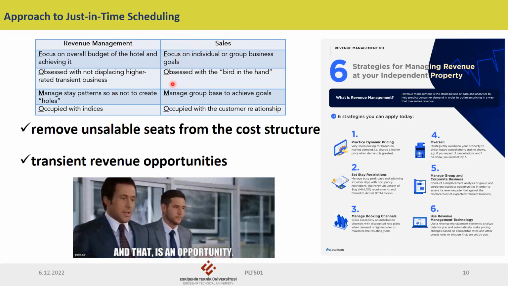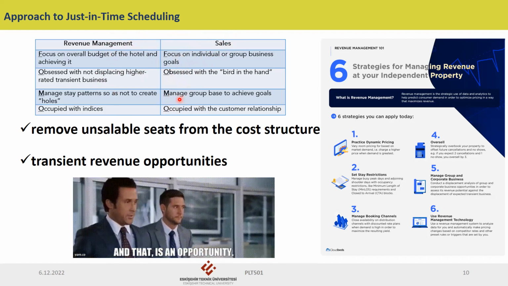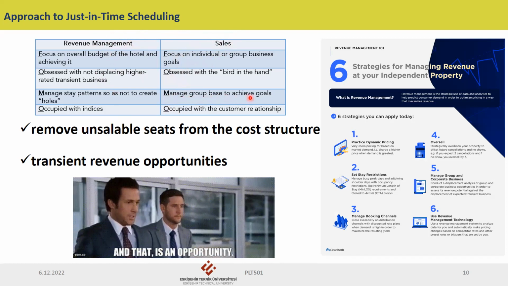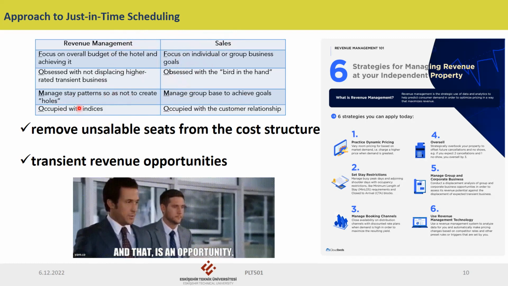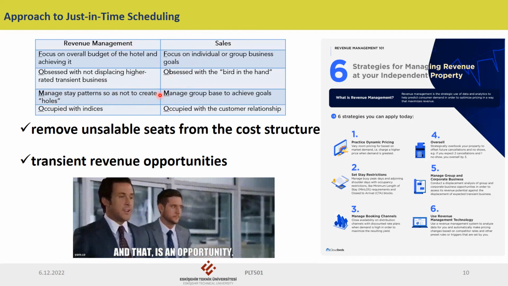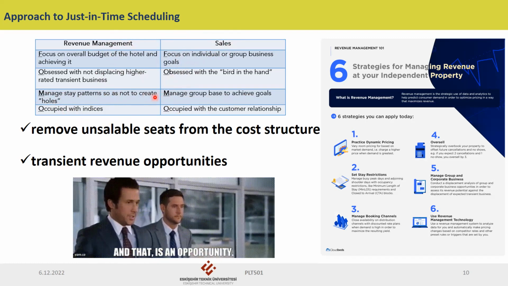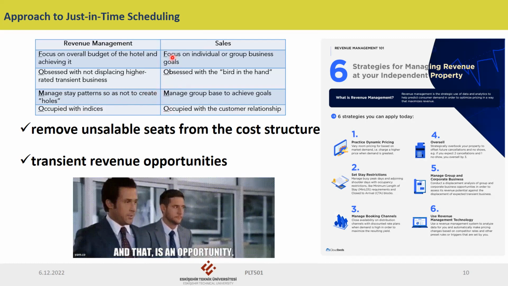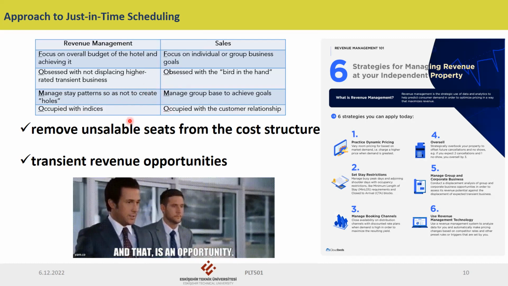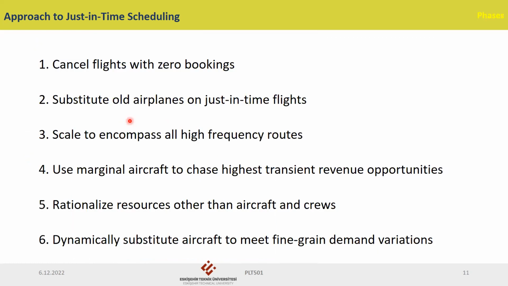Maybe we can take one of them, for example, manage groups based on goals, manage sales patterns so as not to create holes. Maybe this is really complex, so we get 6 phases. We can handle these problems. What are they? Here we can see all of these 6 phases. They build skills also.